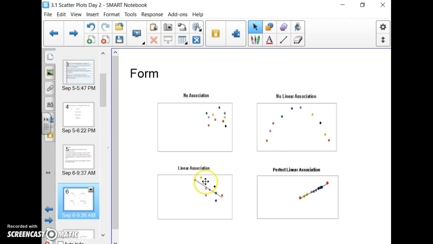Now, if it does start forming like a line, then we can say it's linear. There's a line drawn through here. Clearly, it doesn't go through all the information, but you can also clearly see that the information is going down in a somewhat linear pattern. And then you have some where they are literally a straight line. You graph them and they form a straight line. Those are perfect linear associations. So those are just some of the forms that you might encounter.